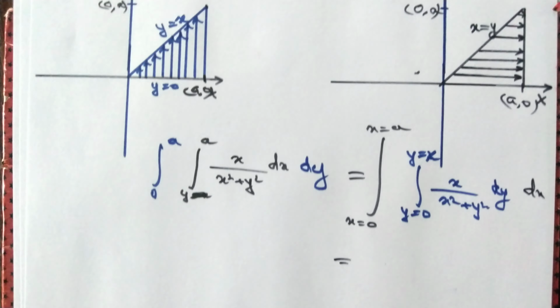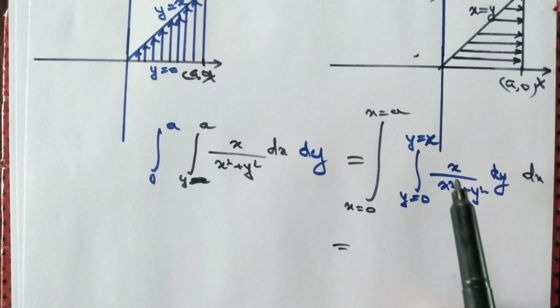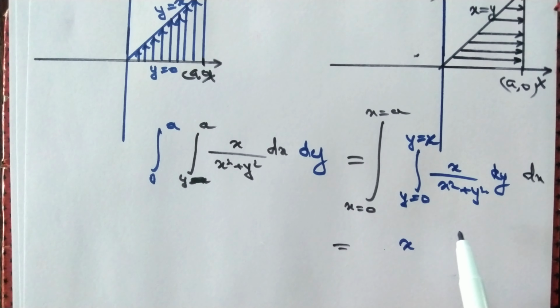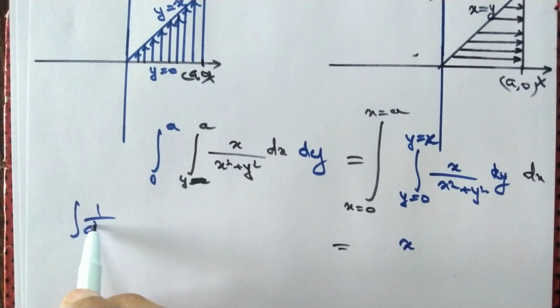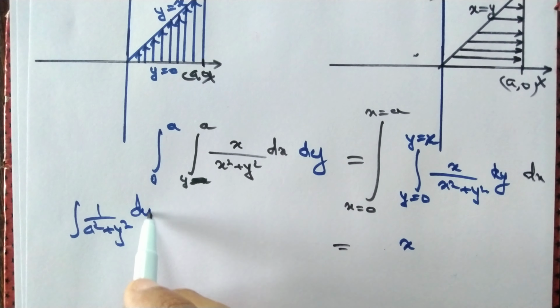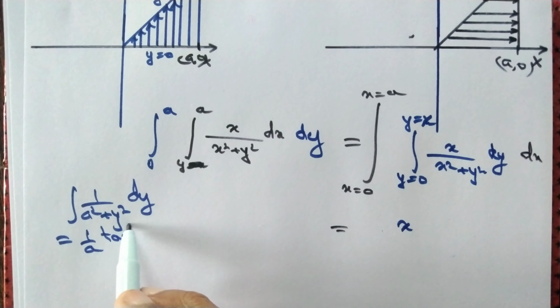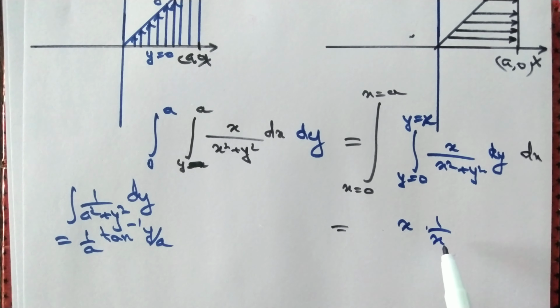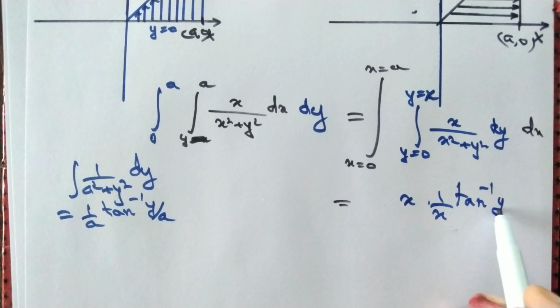Now you see that the integral is much simpler because we will be regarding x to be a constant when we are integrating with respect to y. So once we regard x to be constant, we can take it out of the inner integral, and then we got the formula that the integral of 1 by a square plus y square dy is simply equal to 1 by a tan inverse of y by a. Let's apply that. So 1 by x, well, we can cancel x as well. Tan inverse of y by x.